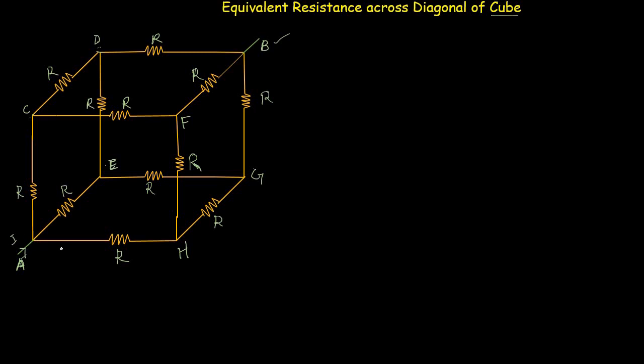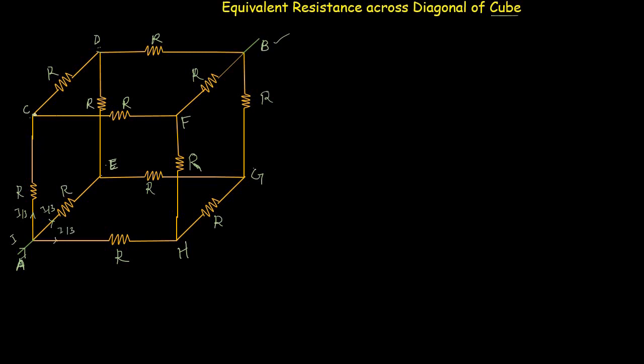The current will be divided equally into three parts, because here we have three resistors available for the current to flow through, and these three points C, E and H are located at the same distance from point A. So due to the symmetry, the current will be divided equally through these three resistors. The current through each resistor will be I divided by 3.